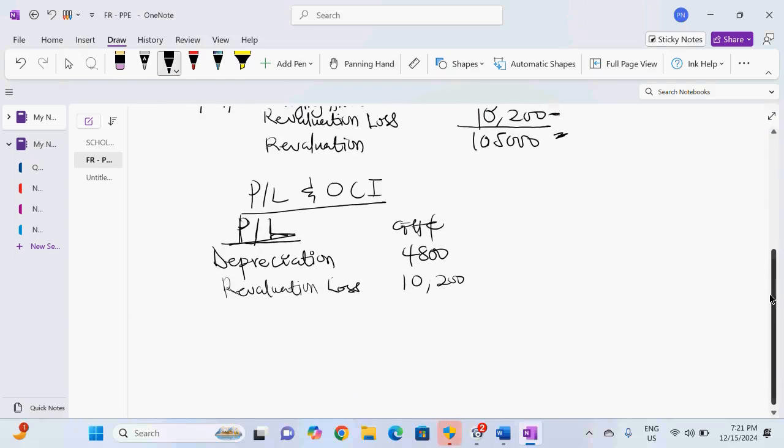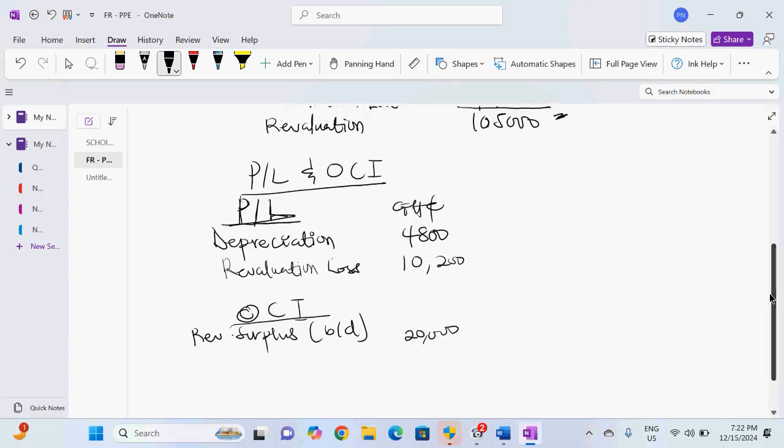Now we prepare our OCI, other comprehensive income. They said that we are having a balance of revaluation surplus, a balance of 20,000 from the question. So this is the balance b/d. Now, this 20,000, there has been a revaluation loss. So the revaluation loss is 10,200.